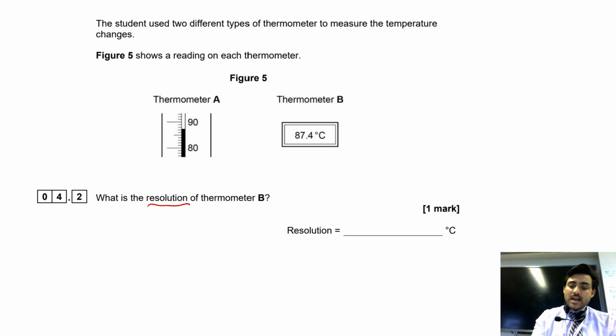So what that means is after 8.74, what's the next smallest reading that thermometer B can make? Well, it's 8.75 because it can count up in 0.1 degrees Celsius. Alright, next one.